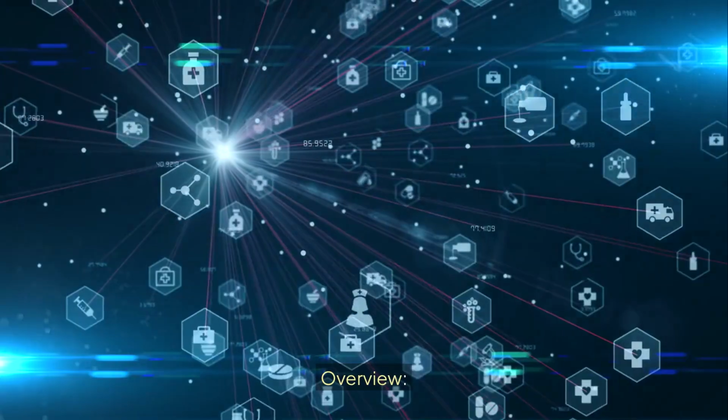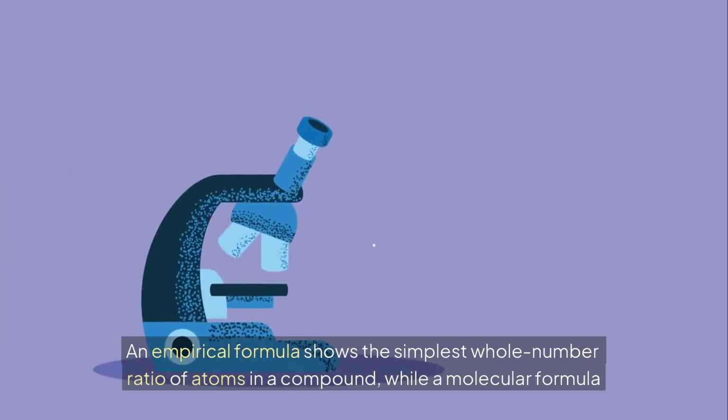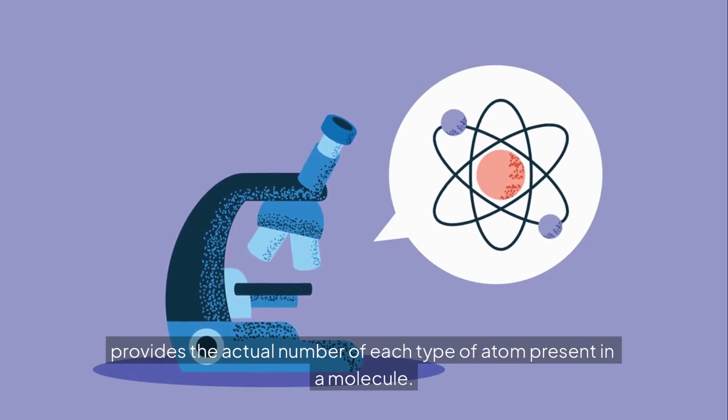Empirical and molecular formulas overview. Empirical and molecular formulas are fundamental concepts in chemistry used to represent the composition of chemical compounds. An empirical formula shows the simplest whole number ratio of atoms in a compound, while a molecular formula provides the actual number of each type of atom present in a molecule.